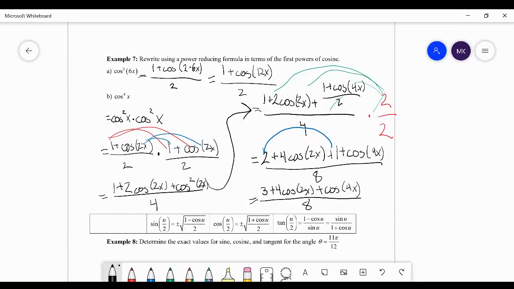I like cosine to the 4th of x better. This is just a practice. This is just an exercise in applying the power reducing formula here. This is not something I'm going to really test you on. I'm not going to give you a test and say, write cosine to the 4th of x in terms of cosine to the first power. This is just kind of a messy algebra problem.